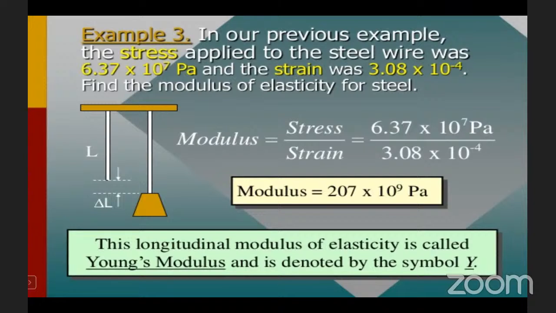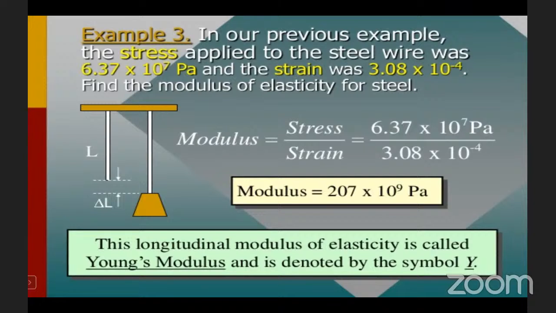So then what is the modulus? Taking 10^7 divided by 10^-4 gives 10^11, and 6.37 divided by 3.08 is 2.07, so the modulus is 207 × 10^9 Pascal.